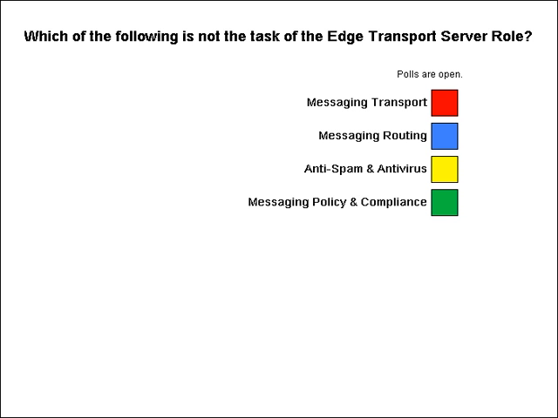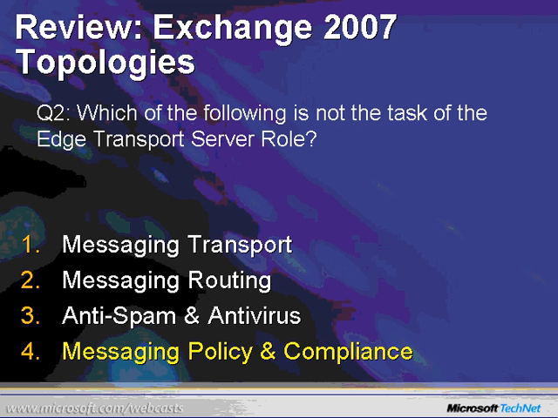Which of the following is not the task of the Edge Transport Server role? Hopefully I made this quite clear in terms of what it is responsible for versus what it is not responsible for. And it is not exactly the same as the hub transport. So remember, this is the edge, not the hub. And if I look at the results or show the results, most of you are indeed getting it correct. It is the last option, which is messaging, policy, and compliance.